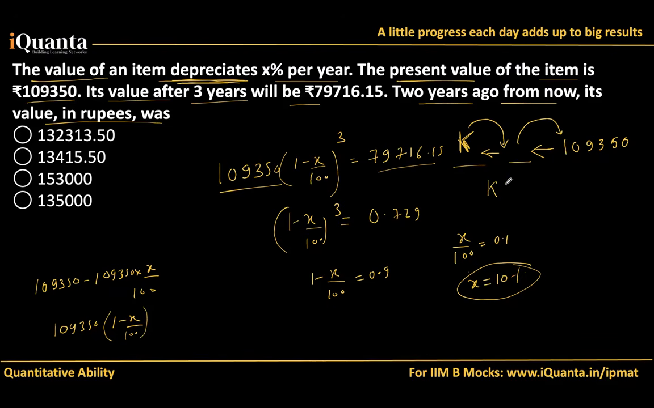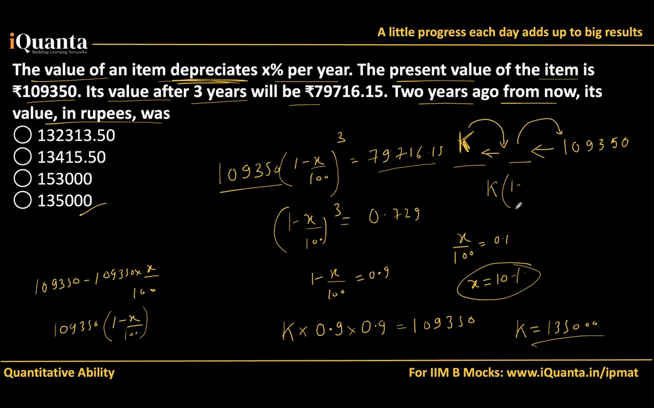So K is the value 2 years ago, times 1 minus x upon 100 whole square. Why? Because we are depreciating it by 10%. Or you can say there is some value K 2 years ago. It will be depreciated by 10%, so we multiply it with 0.9 and then again 0.9, because depreciation will happen for 2 years. And the final value after depreciation of 2 years will be this. So we simply have to find the value of K. You can solve it again using the on-screen calculator, and once you solve this, you'll get the value of K as 135000.